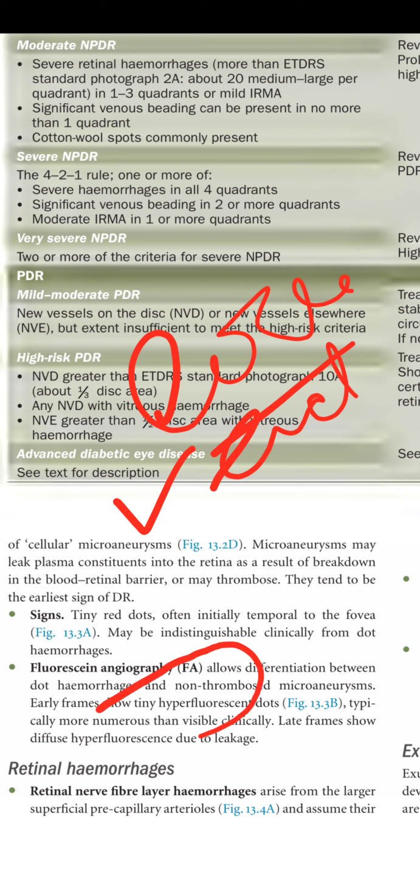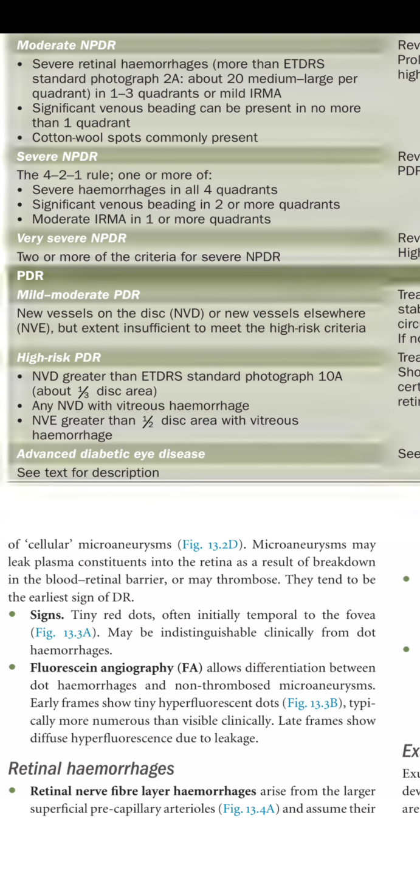So, what can we see? There are tiny red dots in the eye, and they are usually temporal to the fovea, which may be indistinguishable clinically from the dot hemorrhages.